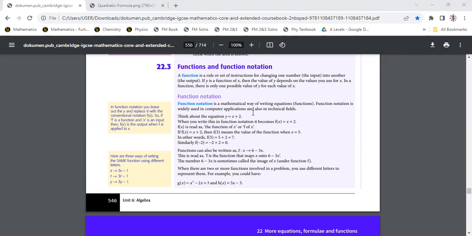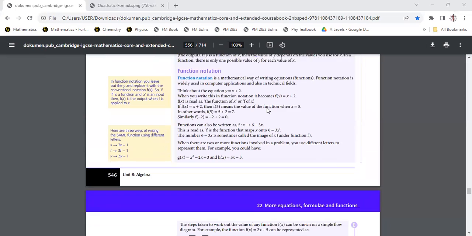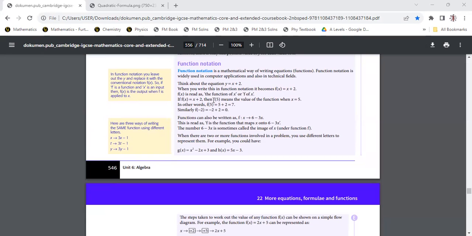So for example, if you want to add 2, it becomes f(x), which means the function of x goes x plus 2. So if you have f(x) is x plus 2, then let's say what is the value of f(5)? You set x equals to 5. 5 plus 2, which is 7.